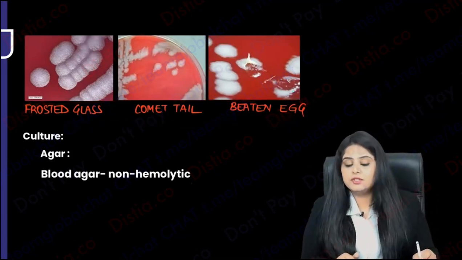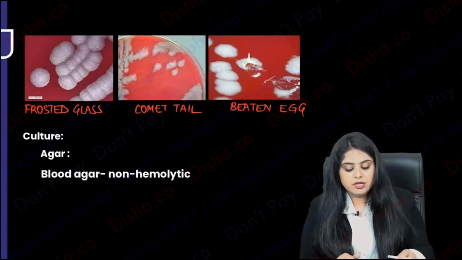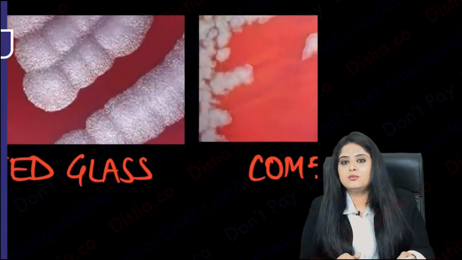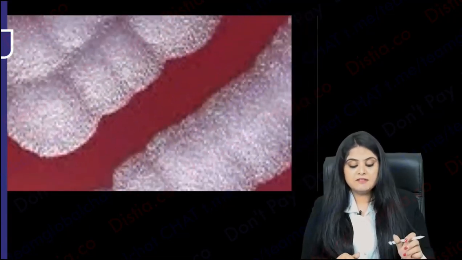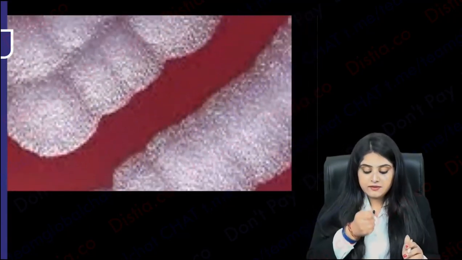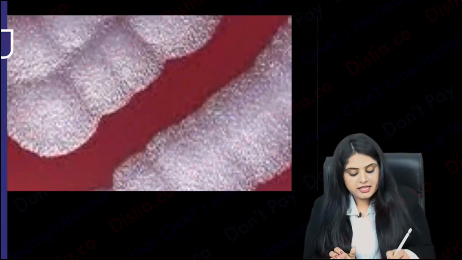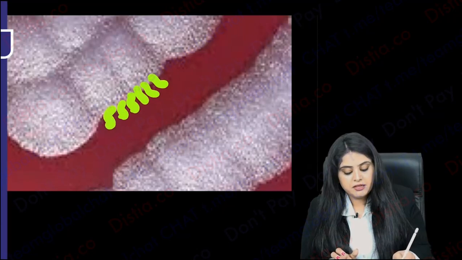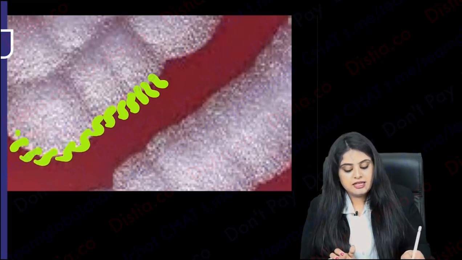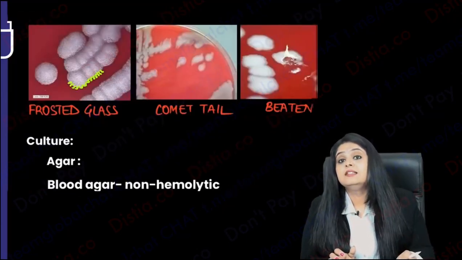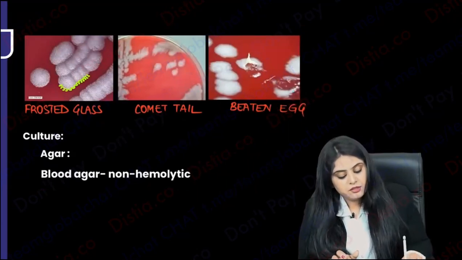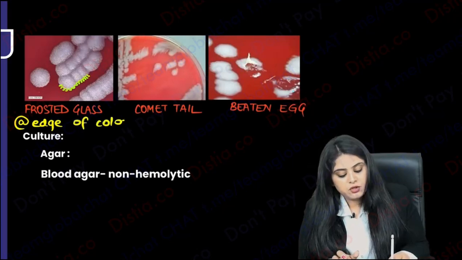And you know what I can do further? I can't zoom in, I'm not a microscope here, but if I take a hand lens and go very, very close, this edge will show me some filamentous structures like this, and that is referred to as the medusa head appearance. So please remember, at the edge of the colony, we can see medusa head appearance.